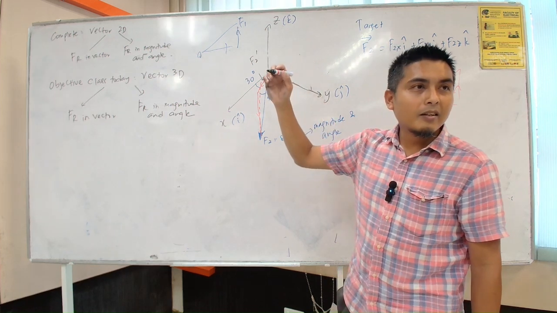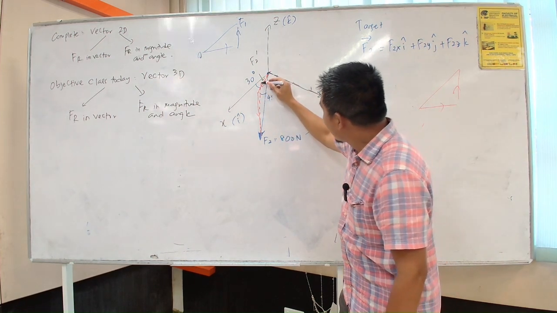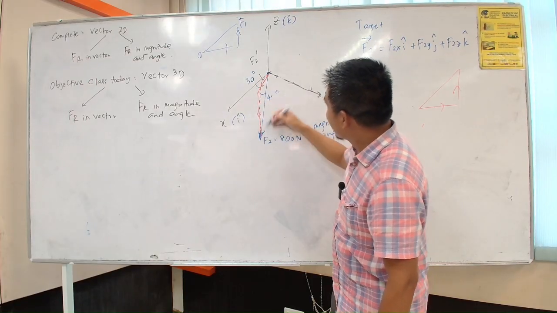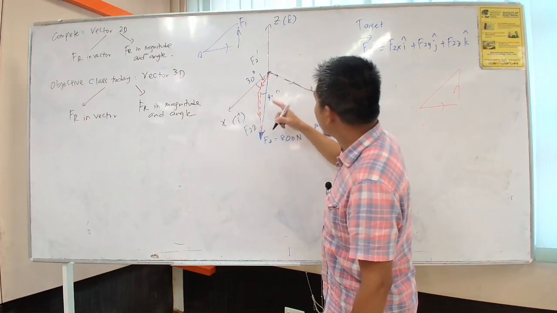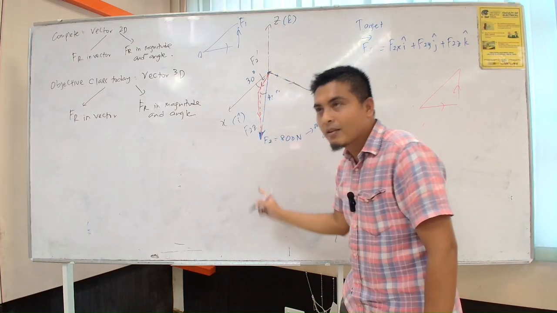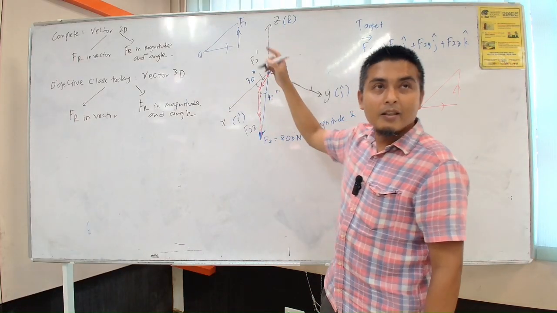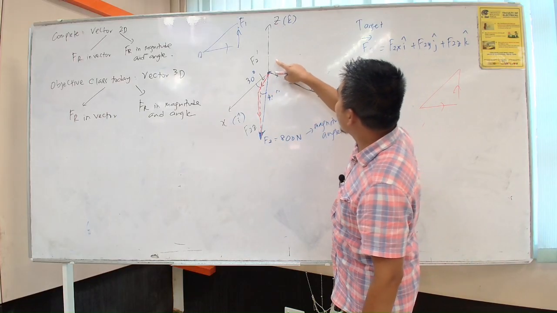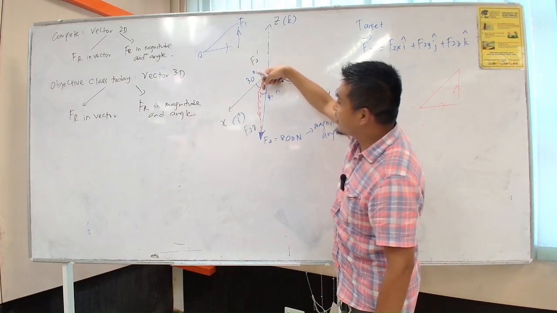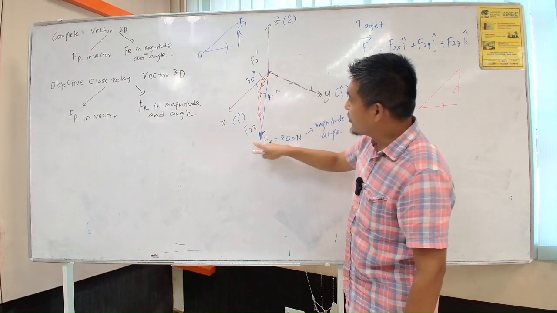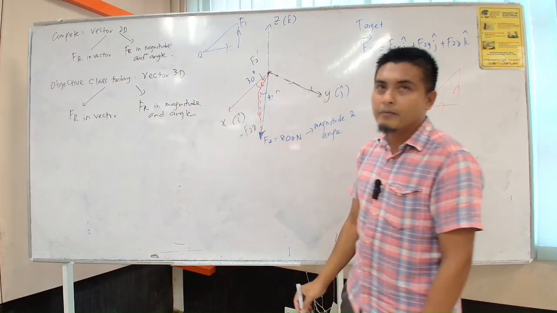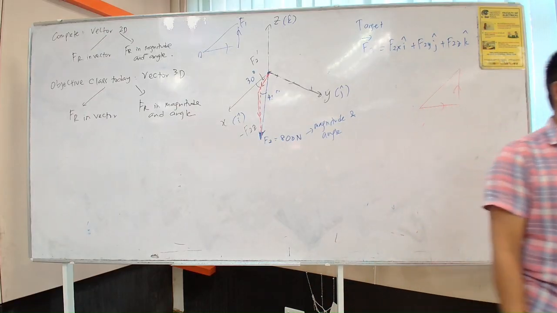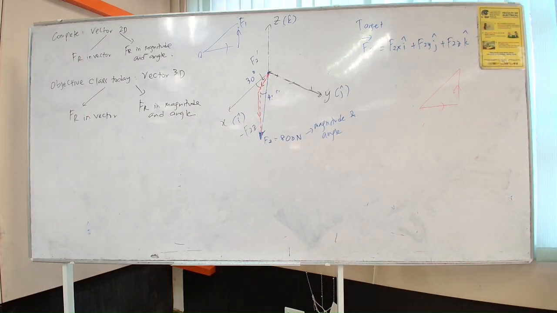Okay? This one, is it parallel to X, Y, or Z? Which direction? So we can name it F2Z because the direction is parallel. However, F2Z goes up, but the direction goes down. So is it positive or negative? Negative. Is it clear? Alright.